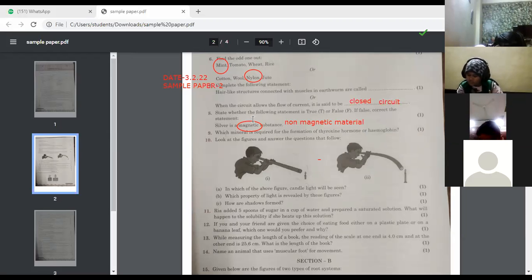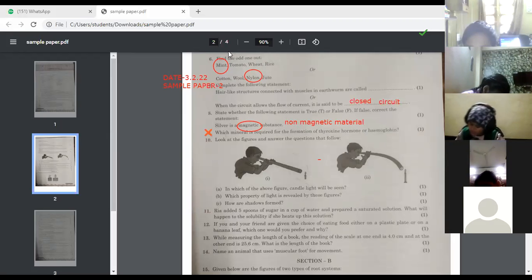Leave this number 9. Come to question number 10. Cross 9. Then move to question number 10. Look at the figures and answer the questions that follow. I think they are clearly visible. Figure 1 and figure 2.